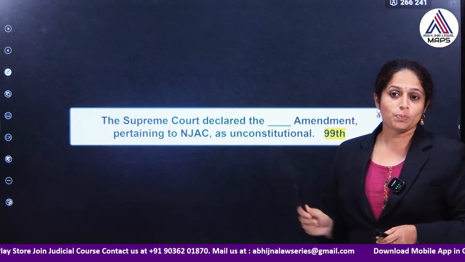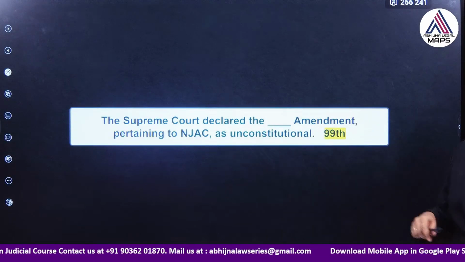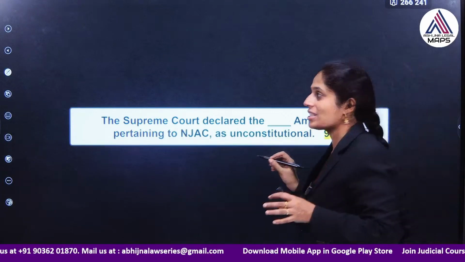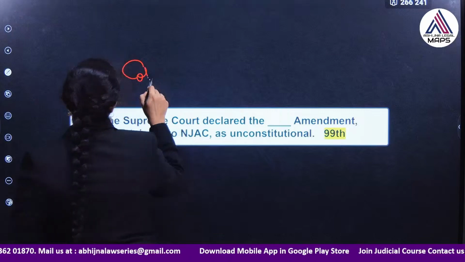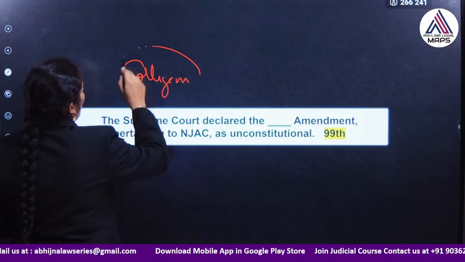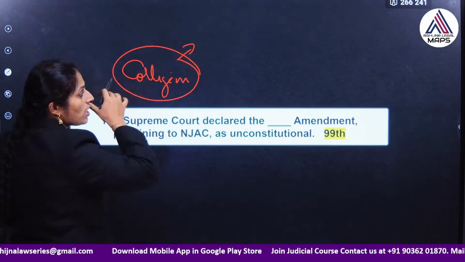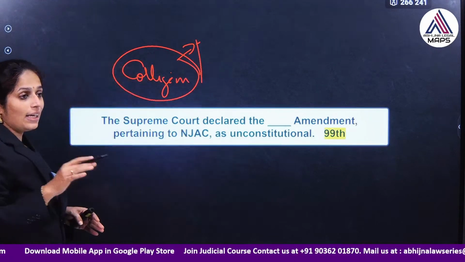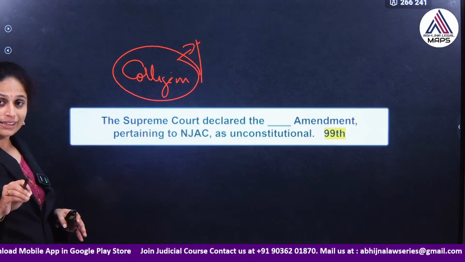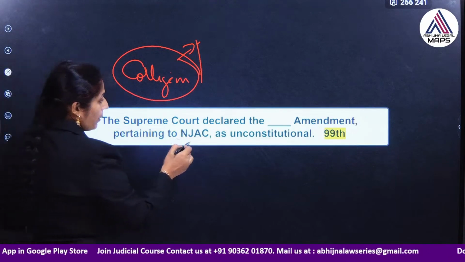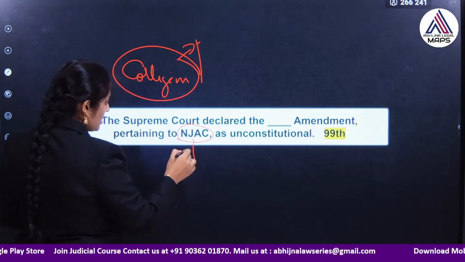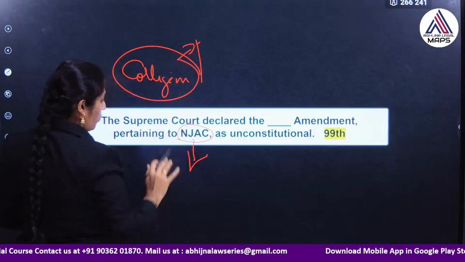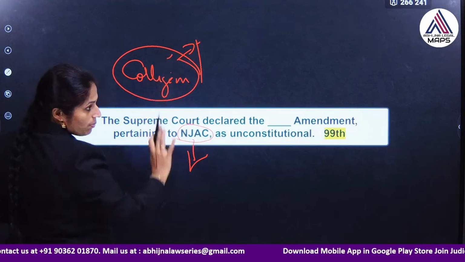Then the Supreme Court declared which amendment as unconstitutional? Earlier there was a collegium system. This collegium system is a system where the senior most judges appoint the Supreme Court or High Court judges. But later, by way of the 99th Amendment, the National Judicial Appointment Commission was introduced. This commission would also appoint Supreme Court or High Court judges, not the collegium system.